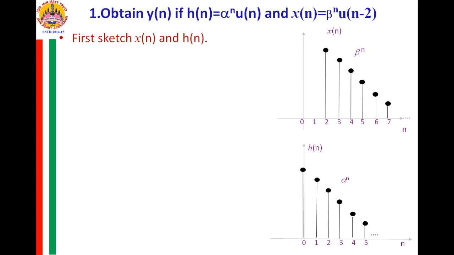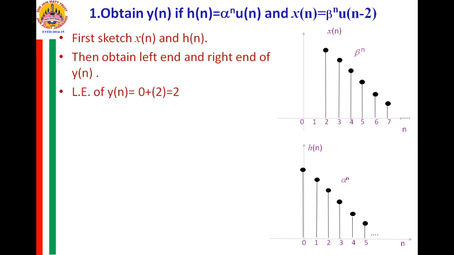Now if you have gone through the previous example and the previous slides, I hope you will be in a position to write what the left end of y[n] and the right end of y[n] are. So what are they? The left end of y[n] is the left end of x[n] plus the left end of h[n]. The left end of x[n] is 2 and that of h[n] is 0. So the left end of y[n] is 2, and since both of these are infinite duration, the right end is infinity.